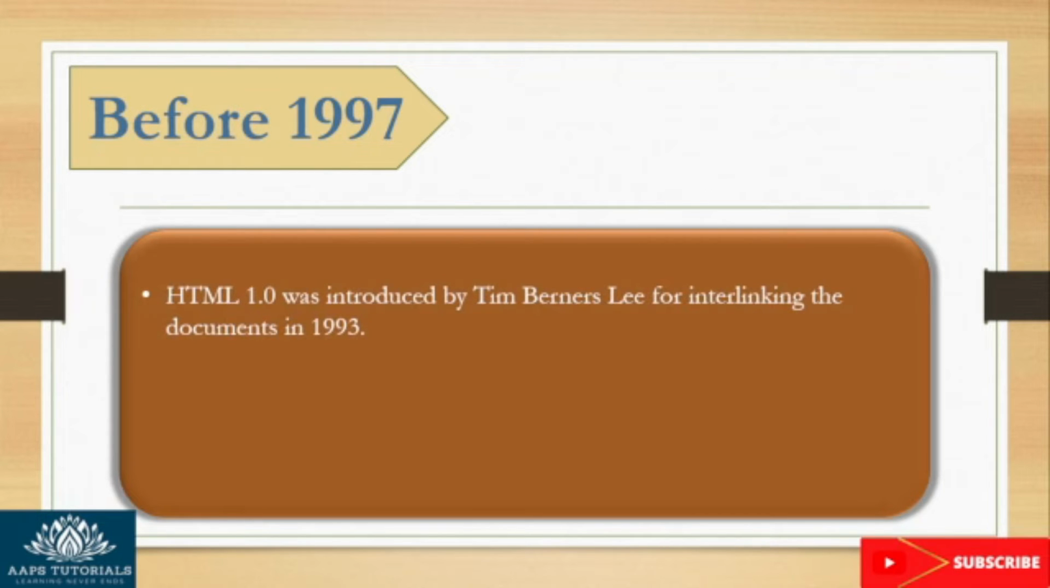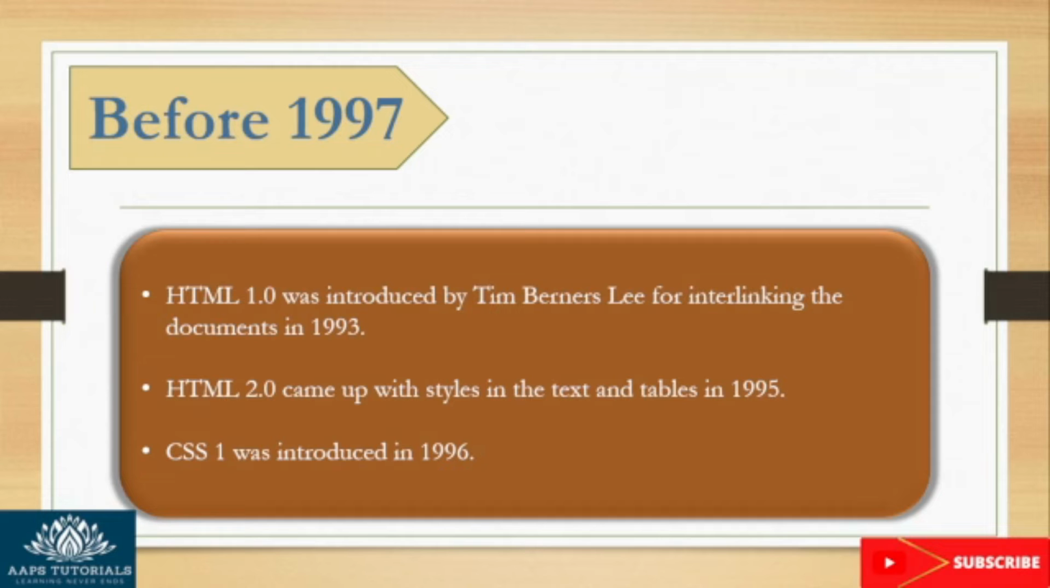Before HTML1 was introduced by Tim Berners-Lee, who used it just for interlinking web pages, there were no specific images, videos or multimedia in any web page. Then, 2 years after the introduction of HTML, HTML 2.0 came up with some styles added to text and tables in HTML. After this, CSS was introduced for the first time as the CSS1 version in 1996.